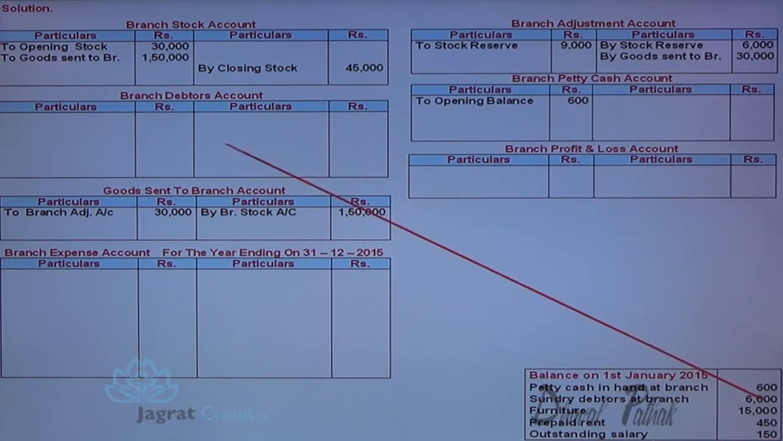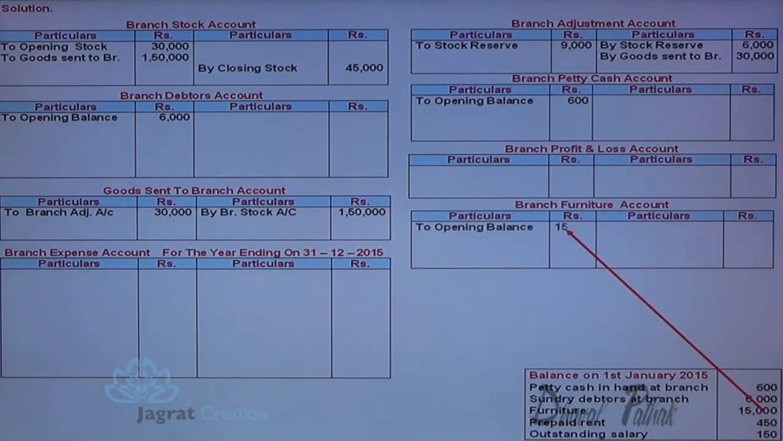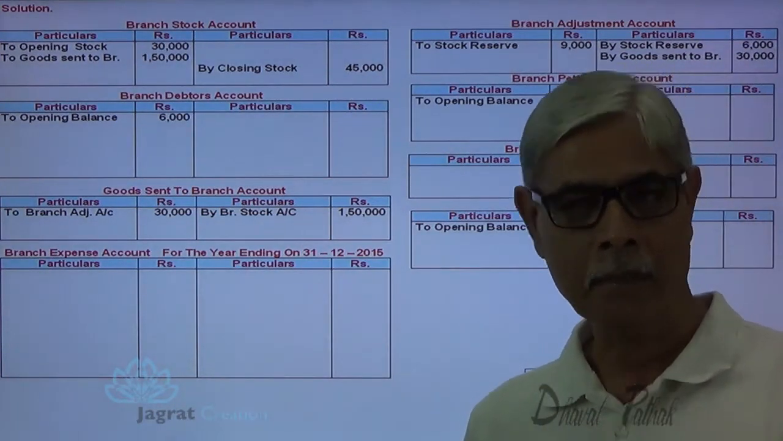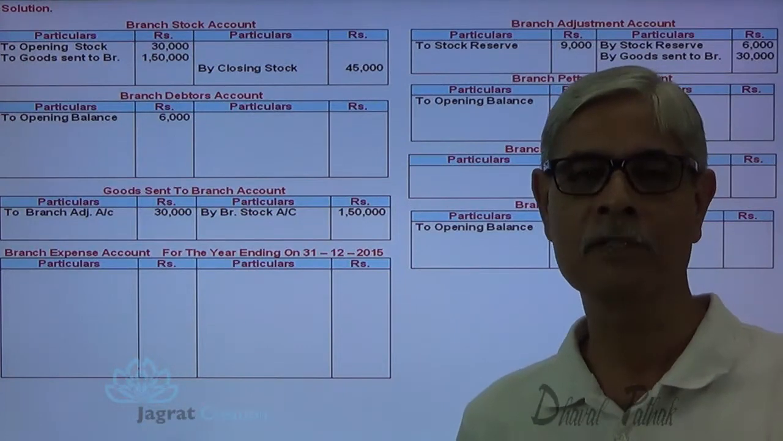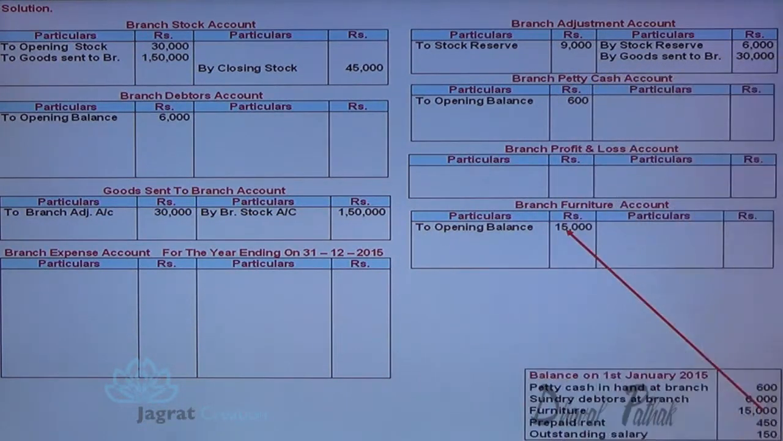Sundry debtors at branch, the opening balance of debtors, will be recorded in the branch debtors account opening balance. Opening balance of furniture will be recorded in the branch furniture account. See, this account we have not prepared in the previous two sums, because in the previous two sums such assets were not there. But the branch furniture account is prepared.